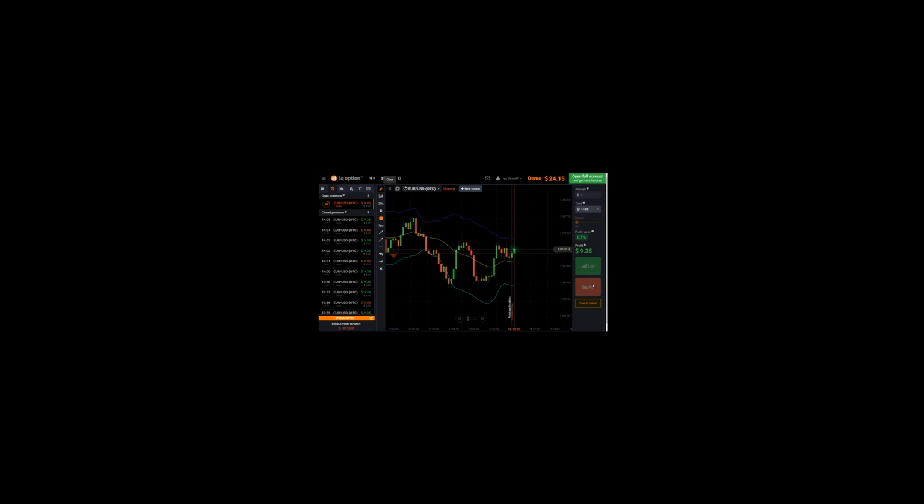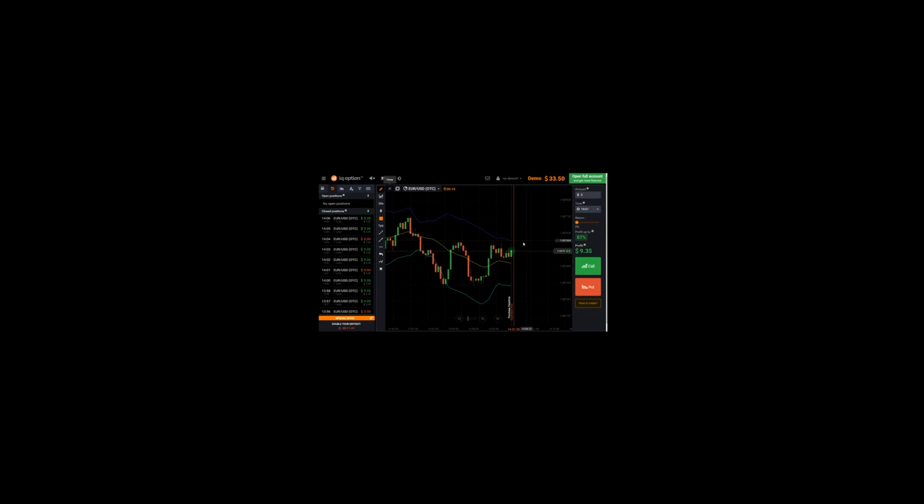It looks like it's growing up, but okay, it's a very little reversal caught at the end of this trade, so I won. So now it's a $33.50 balance, which makes me much easier now.